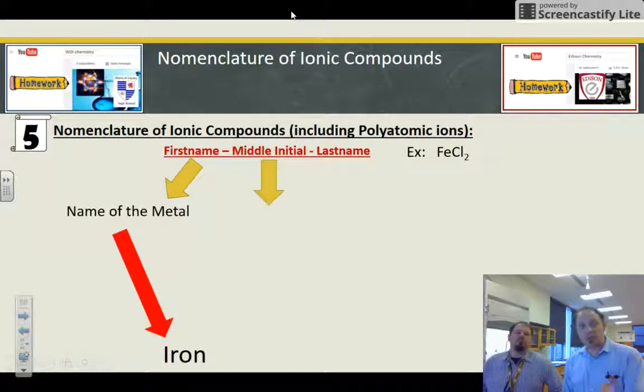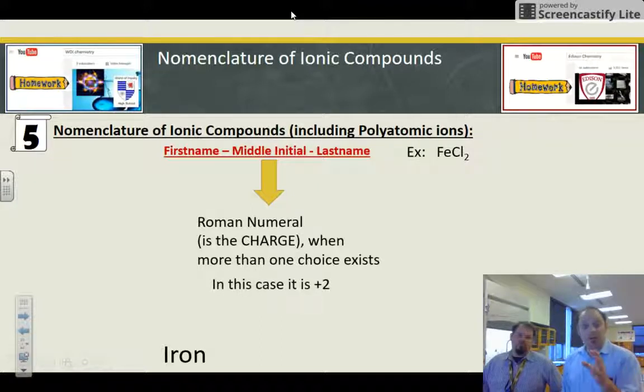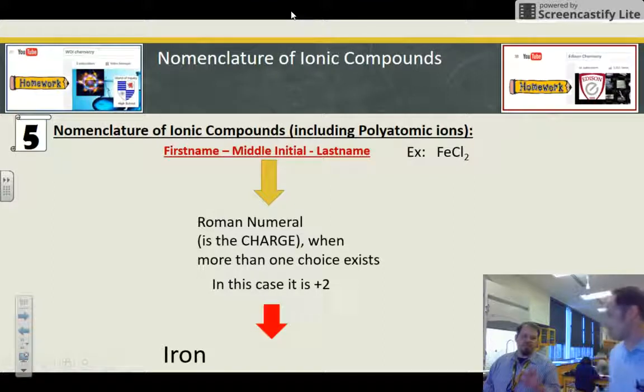The next part, we're going to do the middle initial. This is a Roman numeral that's the charge of the iron when more than one oxidation state exists. In the transition metals, we see +2s, +3s. There's a varied amount. So we might have to figure that out last. In this case, we're going to tell you it's 2. It's the Roman numeral 2. The iron is in a +2 oxidation state in this example. Later in the video, we'll make sure you know how to get back and check this.